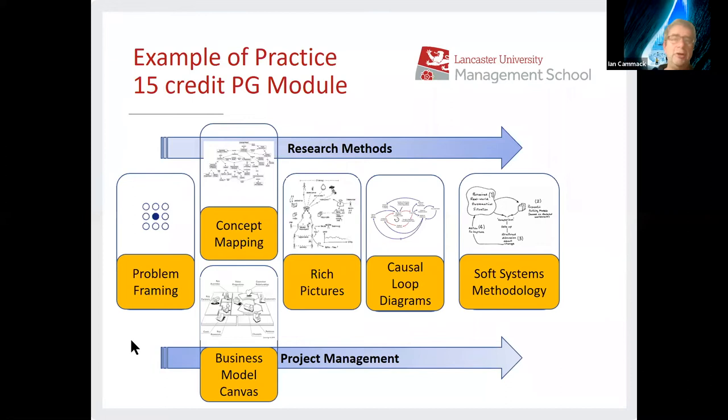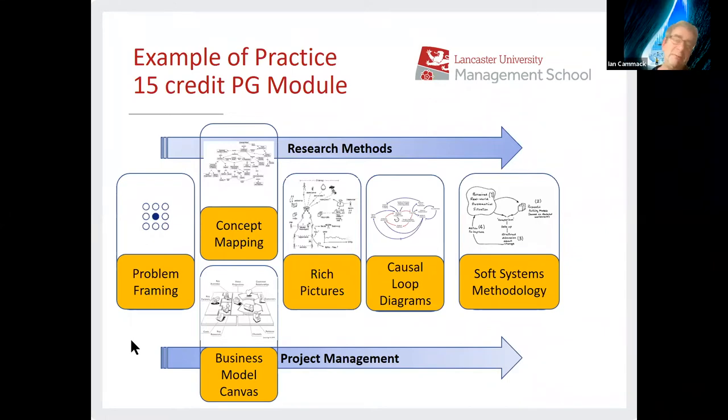We're then drawing on rich pictures as a way of representing and communicating the problem situation to an external audience. At that stage, we start digging deeper into the situation, using causal loop diagrams and identifying the leverage points. Having identified those leverage points, we bring in soft systems methodology. We're using SSM to explore the challenges and opportunities within these leverage points.